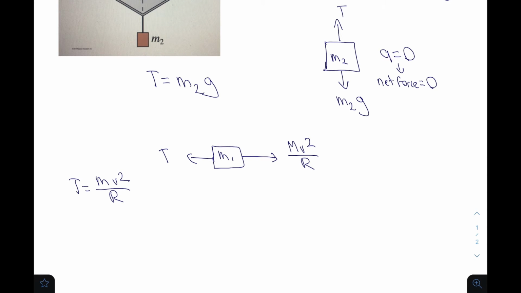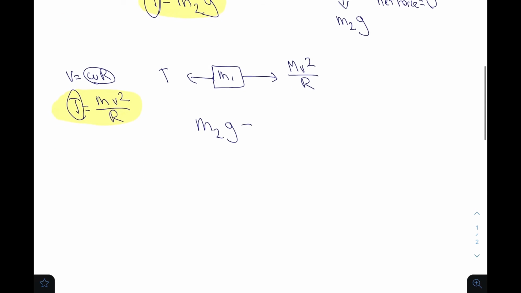And we also know that v is equal to the angular velocity times the radius. So now we have two equations. Both of these equations have T in them. That means we can set them equal to each other, which is what we want to do. Also substituting this for v. So let's do that.